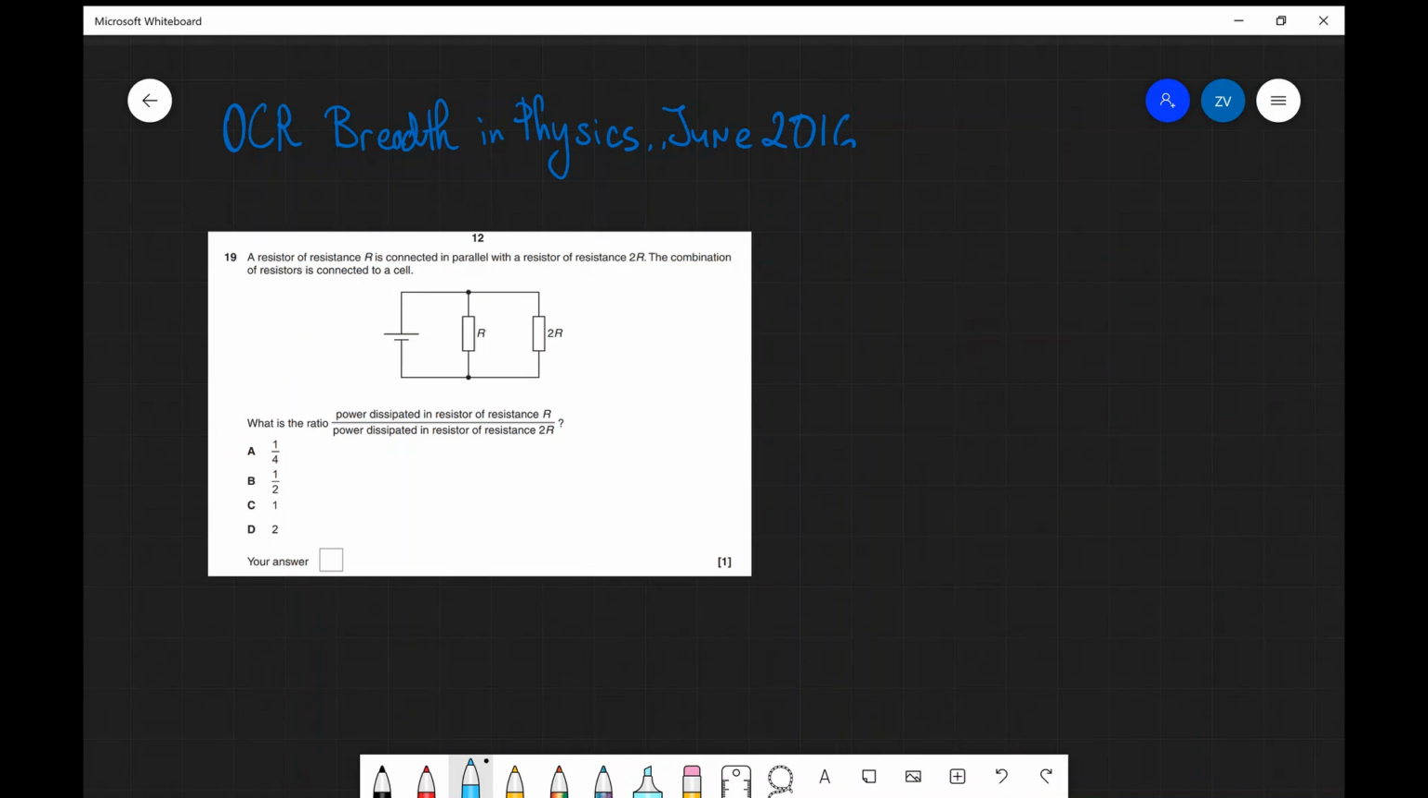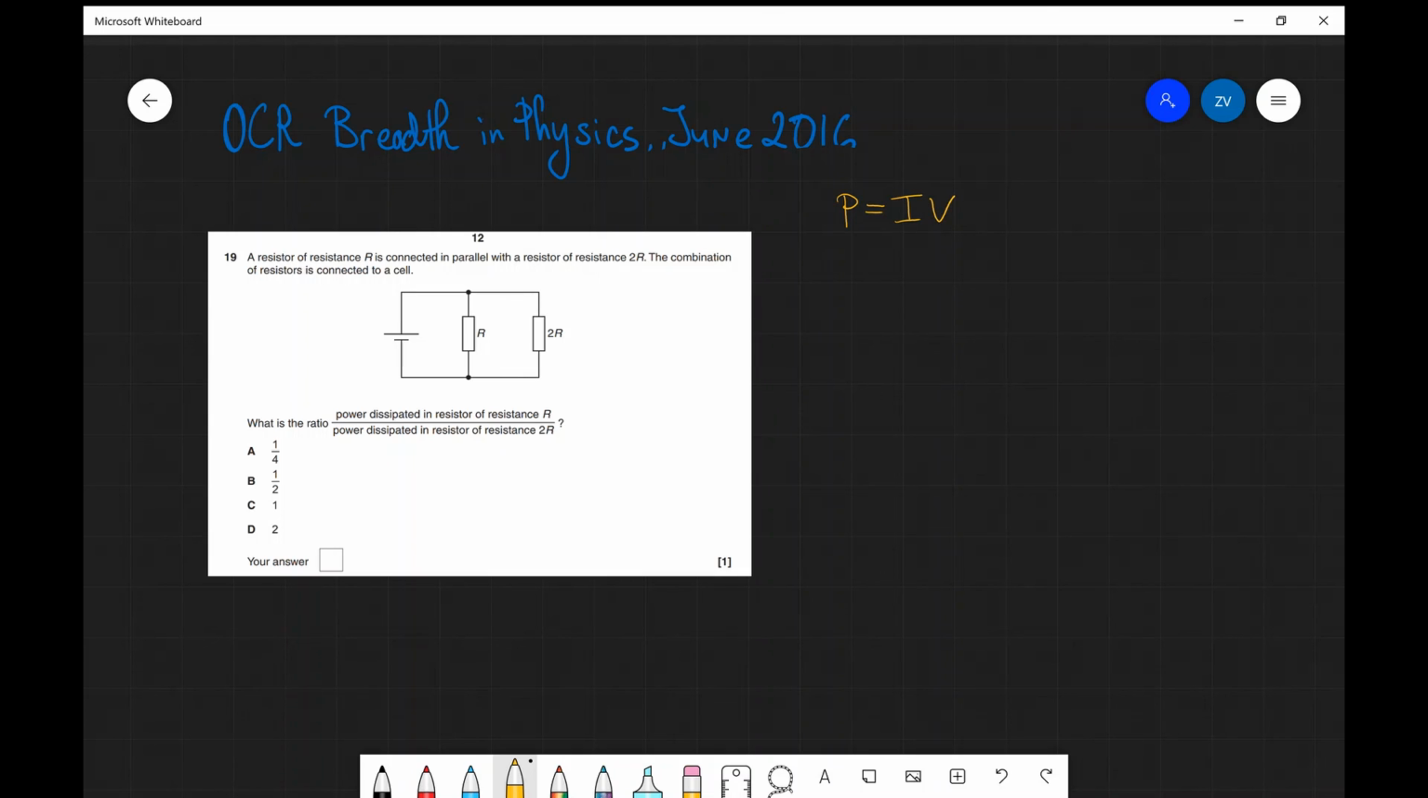Second to last question, question 19. We have two resistors, R and 2R. What is the ratio of the power dissipated in the first one over the second one? As always, the golden rule with ratios is to write down a formula for whatever is on the top of the fraction and whatever is at the bottom of the fraction. Now, what formula are we going to use for power? Well, we know that power is equal to IV.